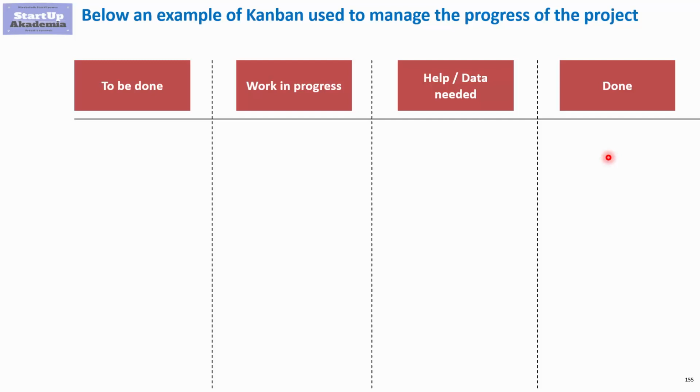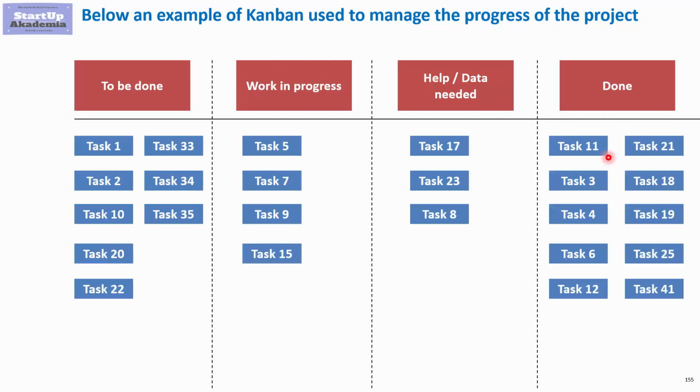What happens is usually you try to map them. So let's say we would put here the following tasks. Those tasks here are something we still have not started working on, but we know that we have to do them. These tasks we currently do. On those tasks, we need certain help or data. And the last group is the tasks which have been finished. So you can map it like that.